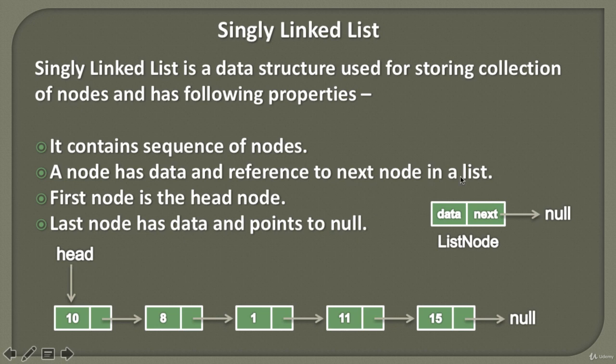So basically a list node has data and a reference to the next node in the list. Here you can see a list node which has two properties. One is the data part and one is the reference to the next node in the list. Usually in the singly linked list, the first node is the head node, and this head node is responsible for holding the complete singly linked list, and the last node has data and points to null. So in a singly linked list, whenever we reach the last node, we only have the data but no next pointer, because the next pointer points to null, which indicates the singly linked list has ended.